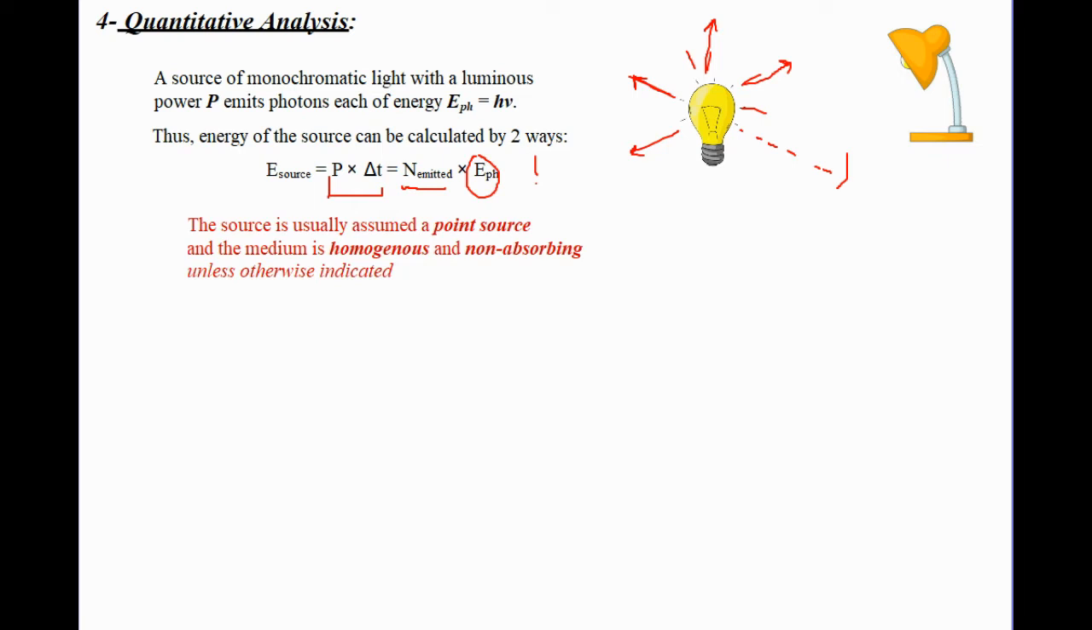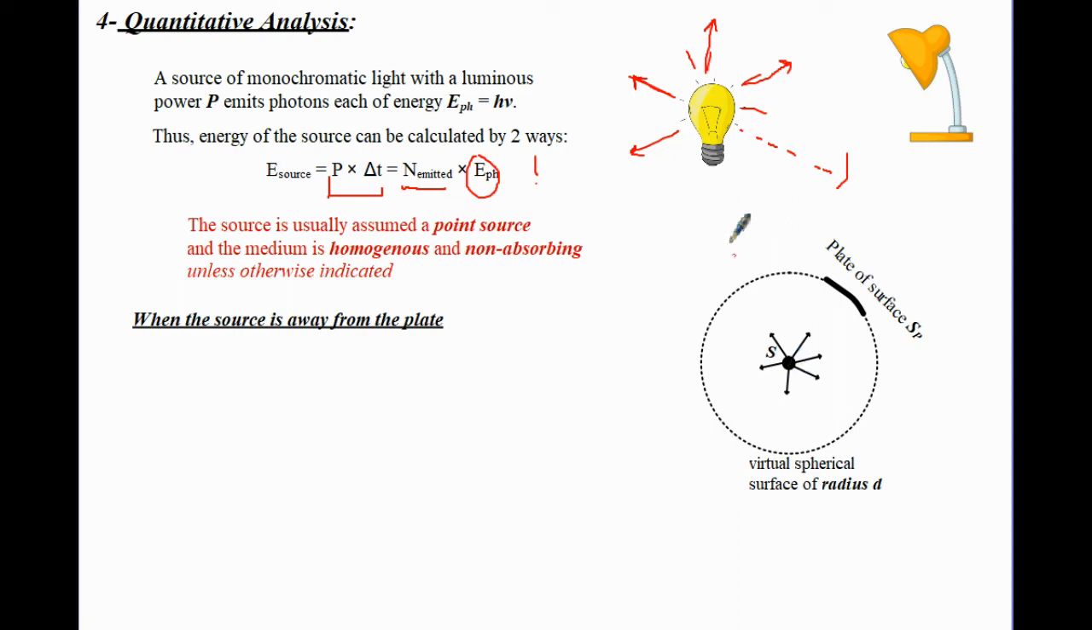Now, when a source is far from the plate where photoelectric effect is studied, what happens? Imagine this figure. This is the source, which is the lamp or the study lamp that we have here. The source emits light in all directions. At a certain point, let's say the plate is placed here. Let's suppose that this distance here is d. Okay? So light moves in all directions equally. In all directions, that means on a sphere. So a virtual spherical surface of radius d all around the source. The plate is a portion of that surface.